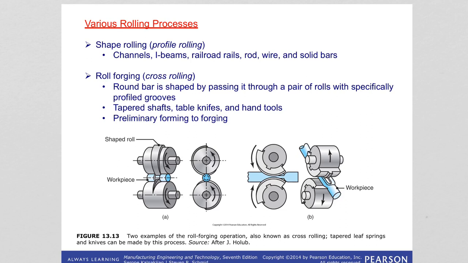If you look at the figure, we are seeing two examples of the roll forging process. Tapered shafts, table knives, and hand tools are shaped with this technique. And this technique can also be used as a preliminary forming operation to forging itself.